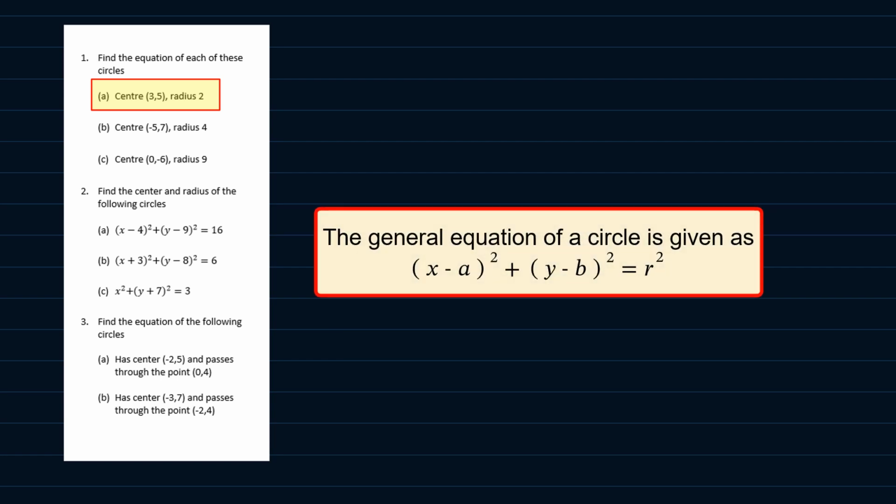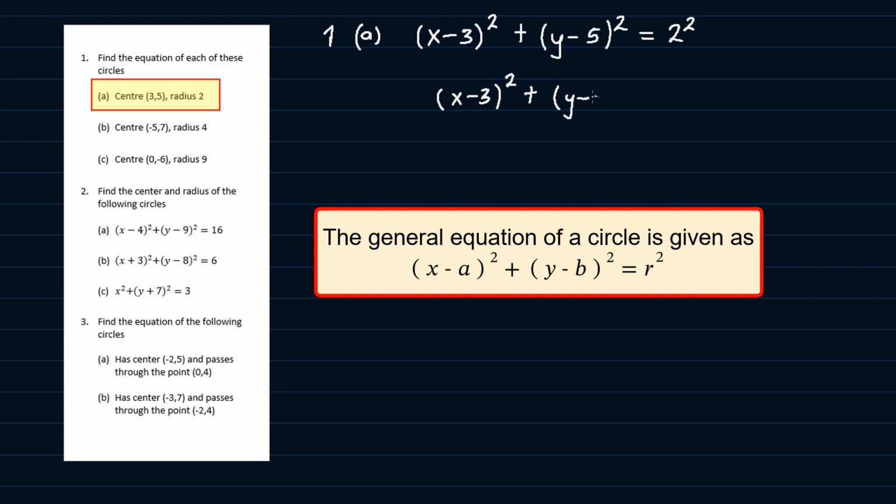Now, using the general form of the equation of a circle, for number 1, part A, we're going to say that's x minus the x coordinate, which is 3, squared, plus y minus the y coordinate, which is 5, squared, and it's equal to the radius squared, that's 2 squared. So we can express it as x minus 3 squared plus y minus 5 squared is equal to 4, and that's the answer to part A.